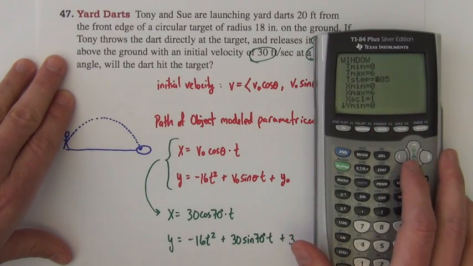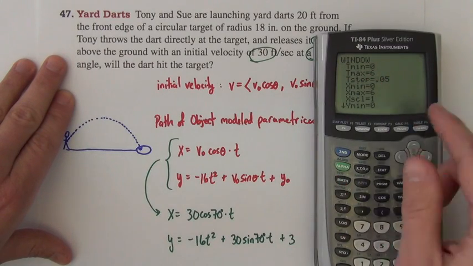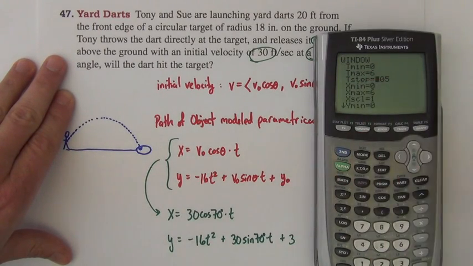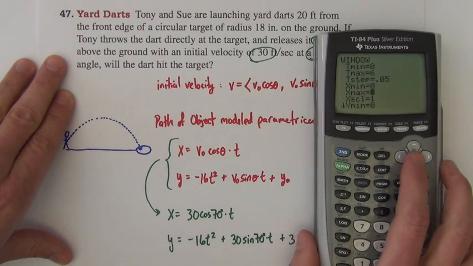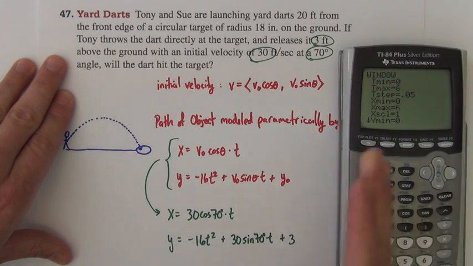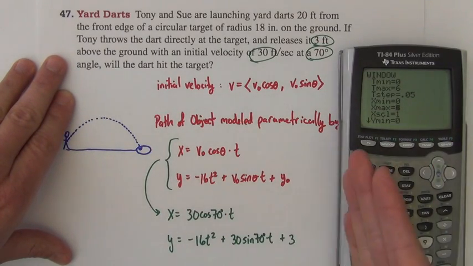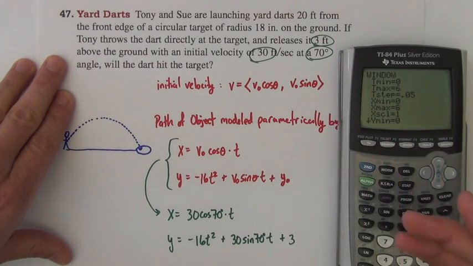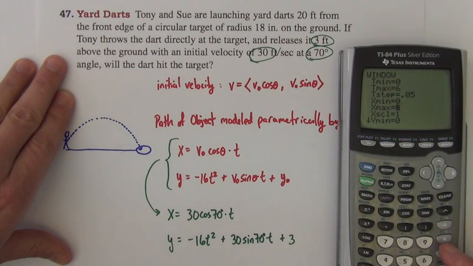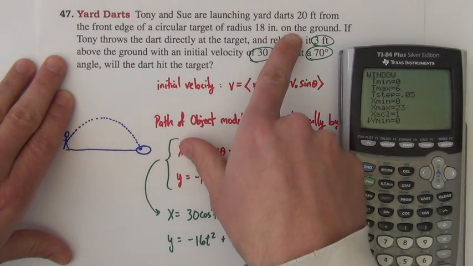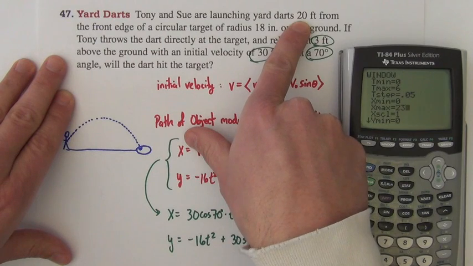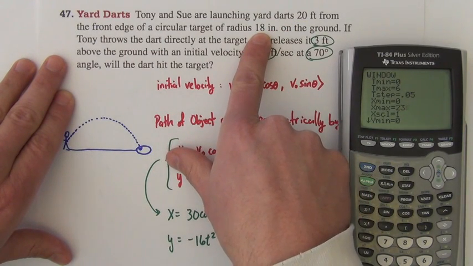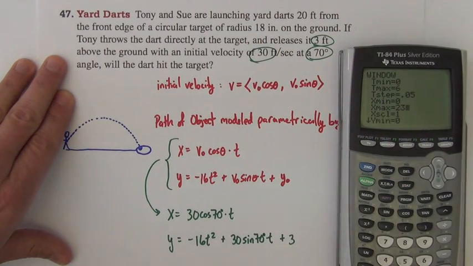As far as the window goes, I don't know about the t min and max. I mean, 6 means 6 seconds, so that might be good enough. It might not. We'll just leave it at that for now. The x maximum, well, the x, that's the horizontal distance, and we know that we're standing 20 feet from this target. So I'm just going to go a little bigger than 20 feet. I'm going to go maybe 23 feet. The reason being is if I'm 20 feet from the front edge of the target and the radius is 18 inches, that's 1.5 feet, means the target's 3 feet in diameter. So 23 feet would be the back edge of the target. So that's just going to be the edge of my calculator screen.